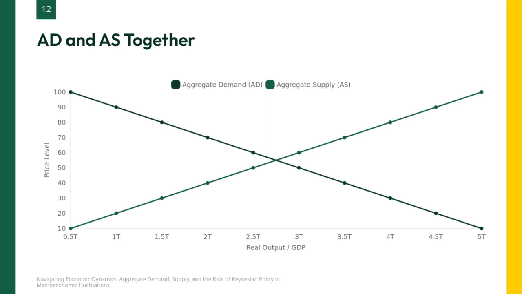Conversely, the aggregate supply curve slopes upward, reflecting that as the price level rises, producers are willing to supply more. At a low price level of 10, supply is only 0.5 trillion, but it increases steadily with price. The key point is the intersection of these two lines, which represents the equilibrium price level and real output in the economy. This balance point indicates where the quantity of goods and services demanded equals the quantity supplied, signaling economic equilibrium. Understanding this interaction helps explain how changes in price levels affect overall economic activity.